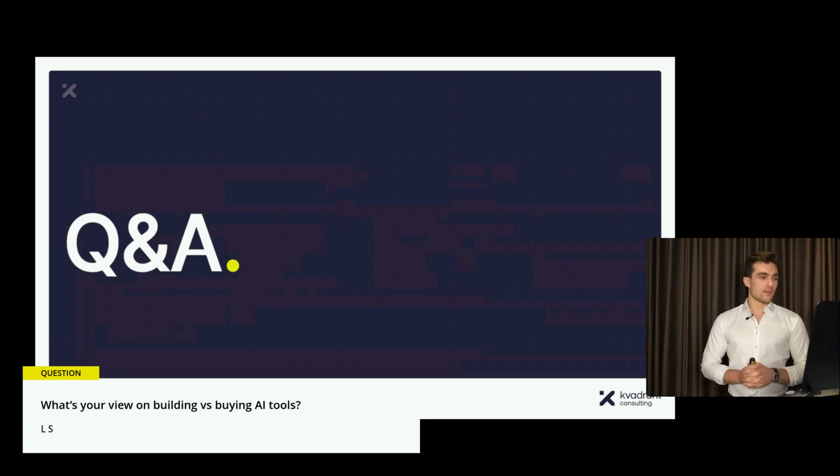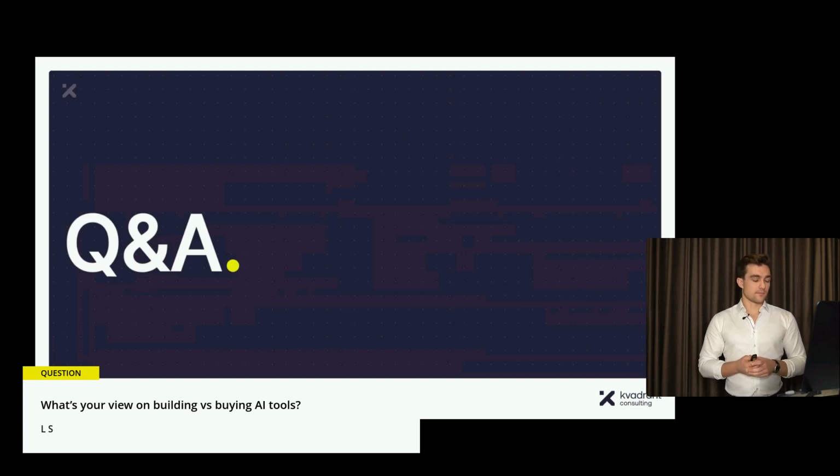Okay. What is your view on building versus buying AI tools? Yep, I think that's a really, really good question. Because if you build tools yourself, you commit yourself, of course, to a large portion of technical debt. And this technical debt means that you have to maintain the tool, and you have to update the tool, you have to keep it going, because otherwise it's going to get outdated and not work. So really, it's a balance between how much do you need it to be tailored to your organization, and what can you buy out there.